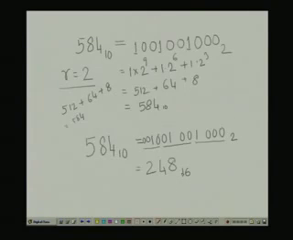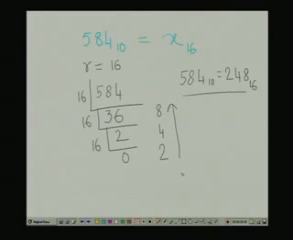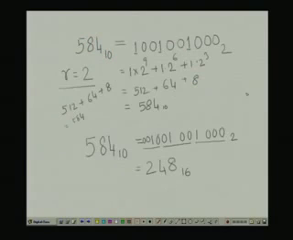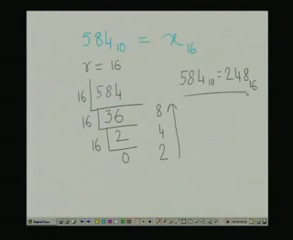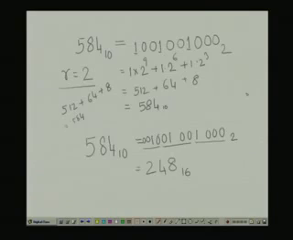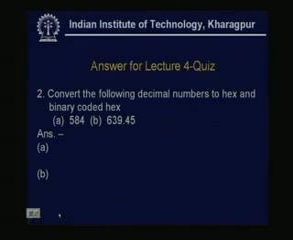That is what we got when we converted from decimal to hexadecimal directly. Similarly, we can do the B part also. Now, we see our third question.